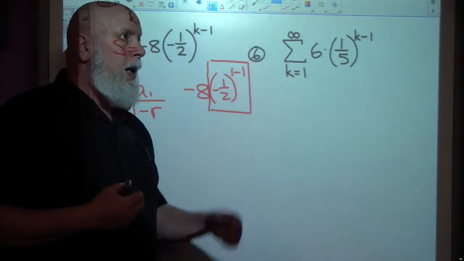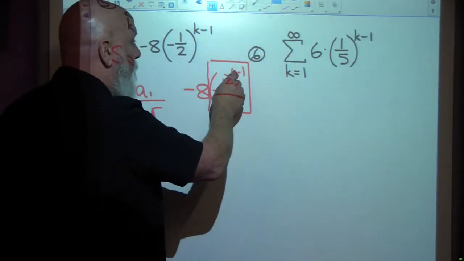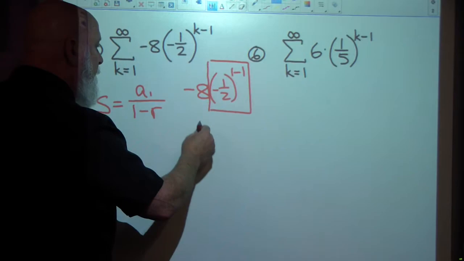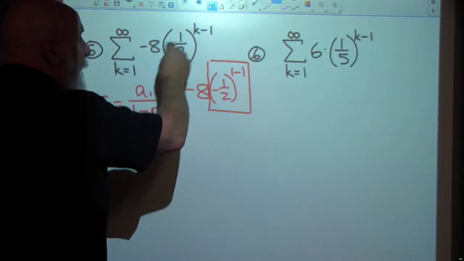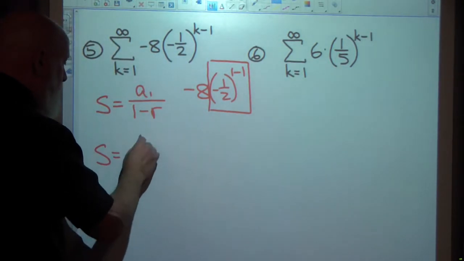That's not exactly true. 0 to the 0 power is undefined. All the other numbers to the 0 power are 1. So this is -8 times 1, which is -8. So that's my first term. I plugged in a 1. I got -8. So my first term is -8.